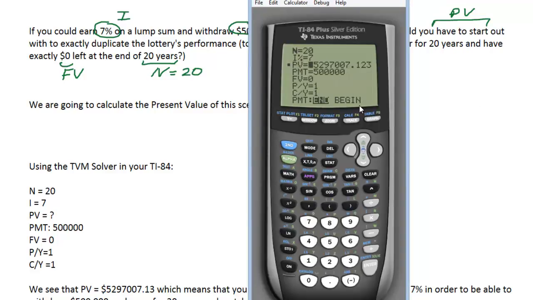Okay, so what they're offering us is $5,295,000. And if we invested our money at 7%, what kind of yearly payments could we take out in order to have no money left at the end of 20 years? And so we're going to solve for the payments here. And so we would only be able to take out $499,810.54. So you see you're getting a little bit of a better deal by taking the payments.